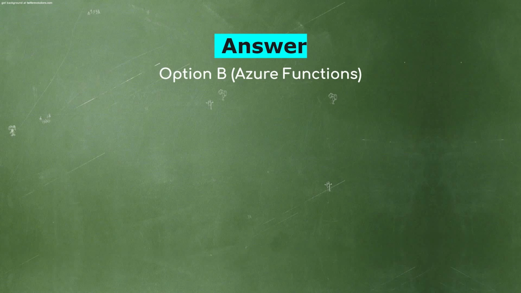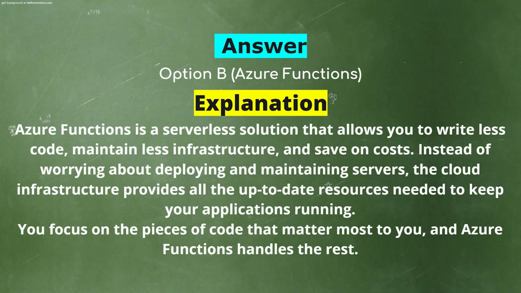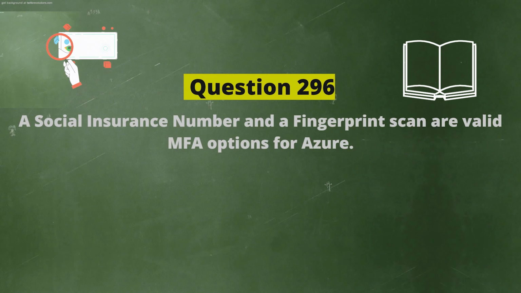Azure Functions. Explanation. Azure Functions is a serverless solution that allows you to write less code, maintain less infrastructure, and save on cost. Instead of worrying about deploying and maintaining servers, the cloud infrastructure provides all the up-to-date resources needed to keep your applications running. You focus on the pieces of code that matter most to you, and Azure Functions handles the rest. Next question.